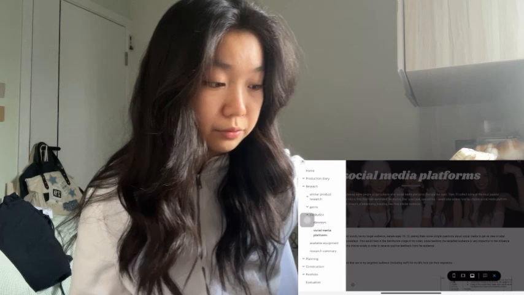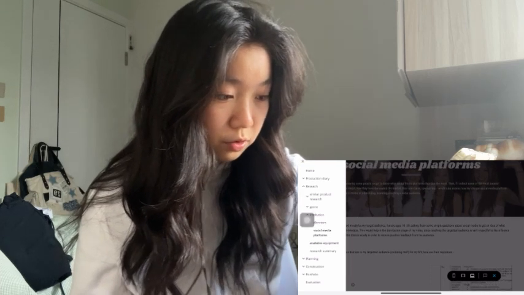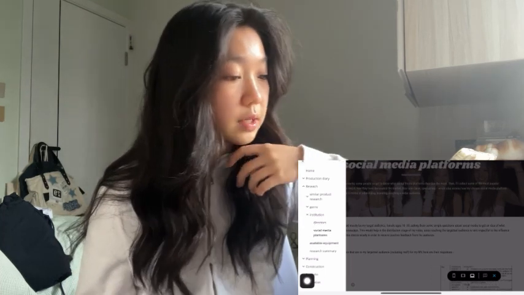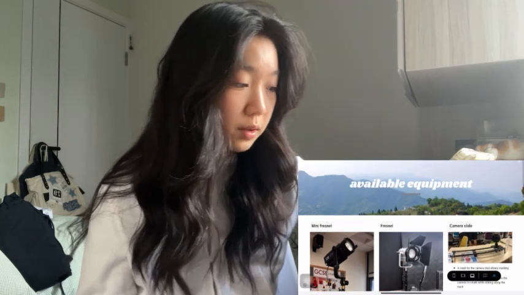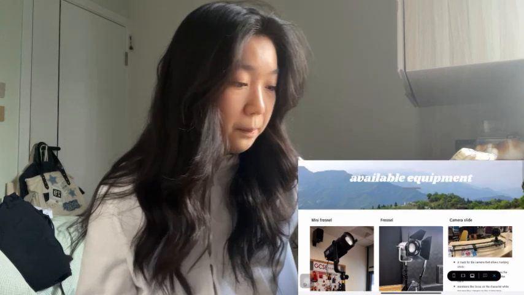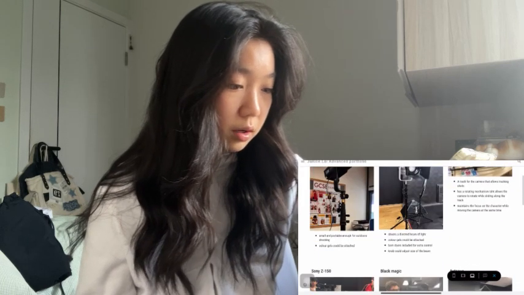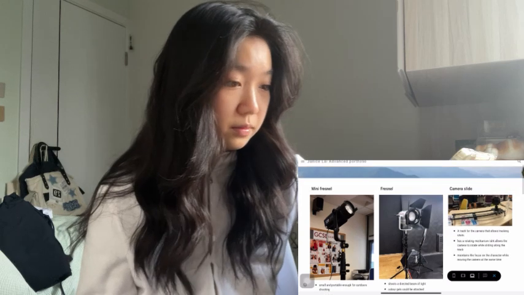And lastly is my available equipment and research summary, these two over here. So for available equipment, I took pictures in my media room at school, and I also included some descriptions of their usage and their names, of course, like Fresnels.